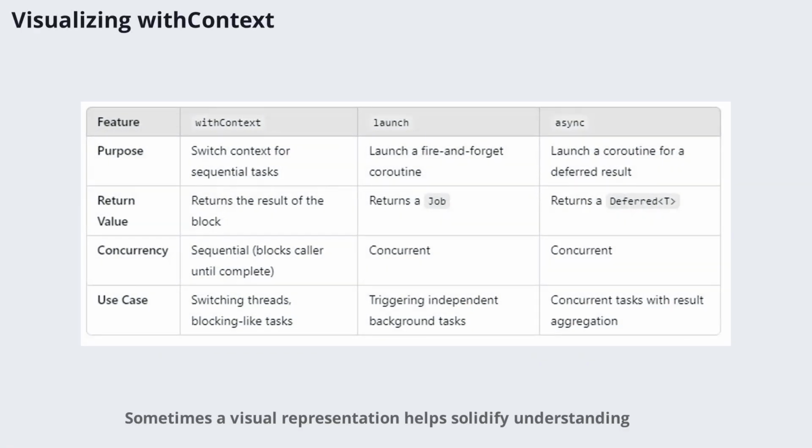Sometimes, a visual representation helps solidify understanding. Imagine your coroutine as a train switching tracks. withContext temporarily moves the train to a different track for a specific task, then brings it back to the main track once done. This analogy can help you remember how context switching works in practice.